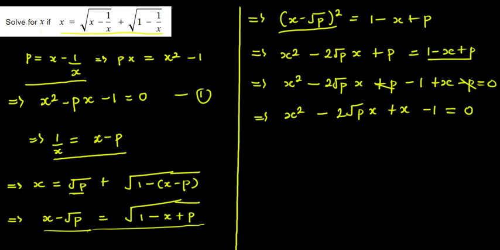So we can factor out an x from here and here. So this implies that x squared plus 1 minus 2 root p into x minus 1 equals 0. Now we can call this equation 3.